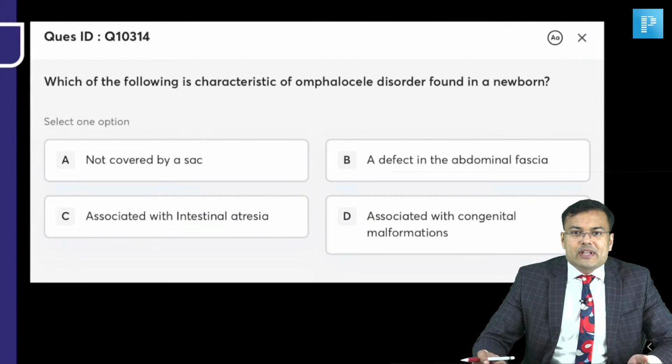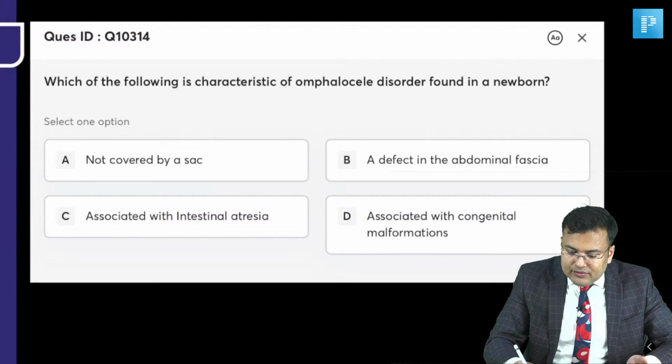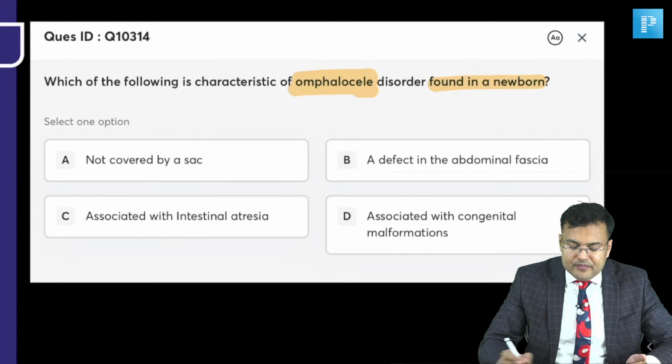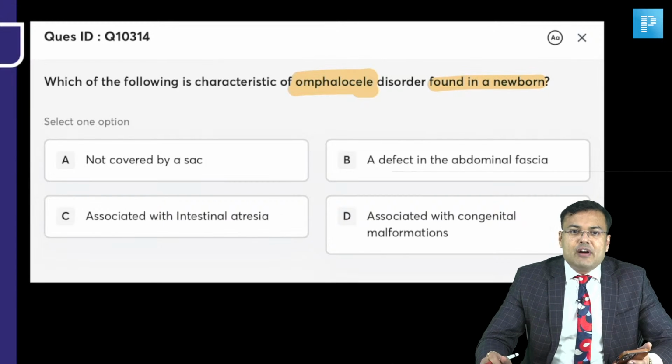Now tell me, what is the correct answer here? Easy question guys. Which of the following is characteristic of omphalocele? Omphalocele found in a newborn. I'm waiting for your reply guys. Tell me. Omphalocele found in a newborn.